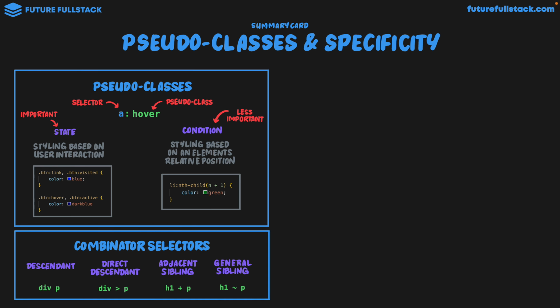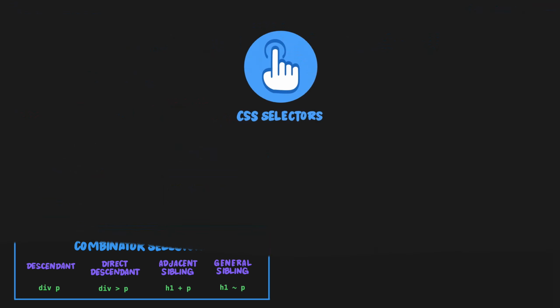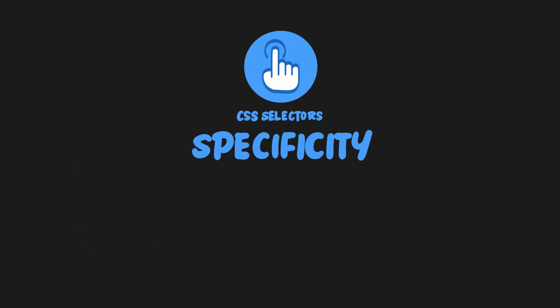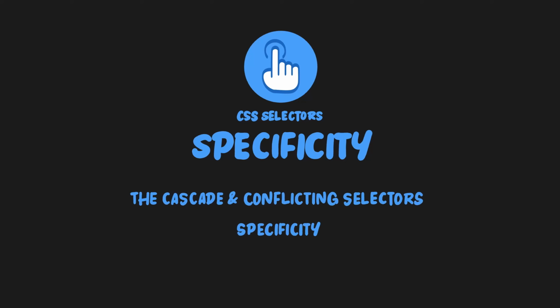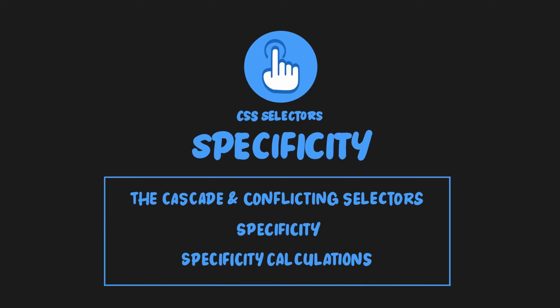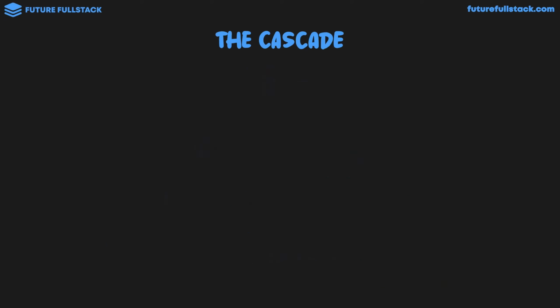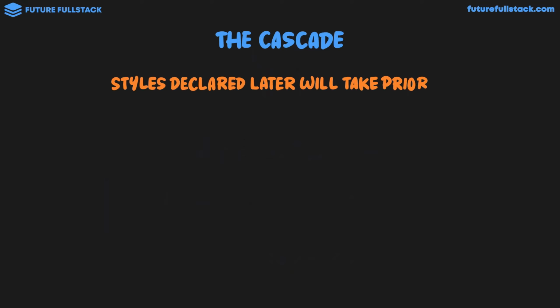Now it's time to look at how CSS determines which styles take precedence through the concept of specificity. We'll be discussing the cascade and conflicting selectors, specificity, and specificity calculations. Before we look at specificity, let's do a quick recap of the cascade. The cascade is about how styles declared later will take priority when the selectors are the same.